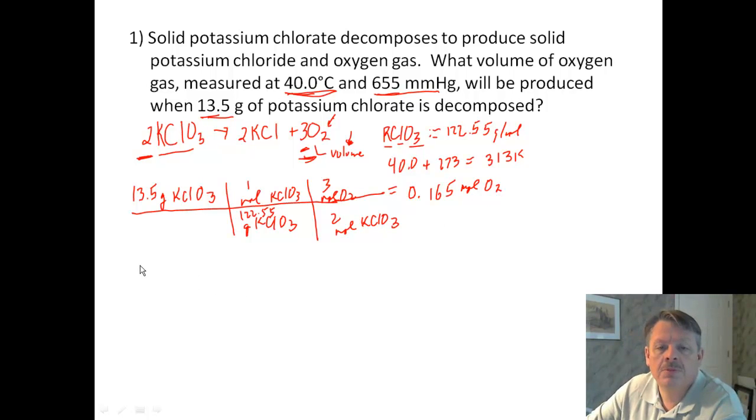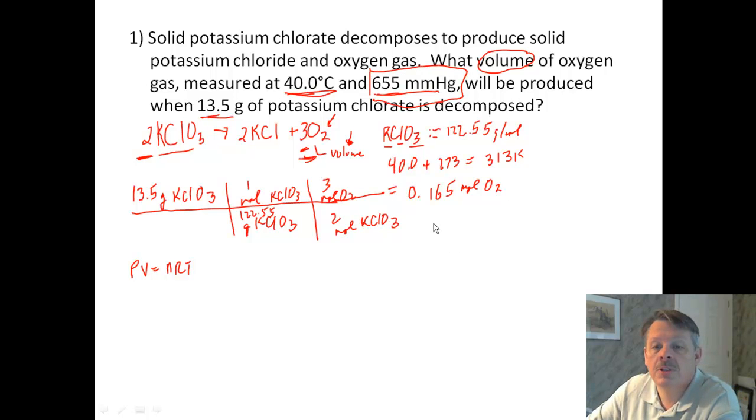Okay, so now what we want to do is we want to use PV equals nRT. But to do that, we need to pick an R value. If we want our volume in liters, and that's what I tend to use, all right? So then I'm going to use the 0.0821 R constant. So PV equals nRT. Now, to use that R constant, we have our pressure in millimeters of mercury.